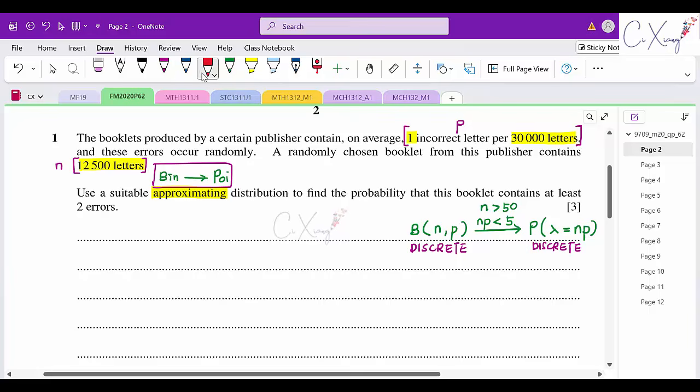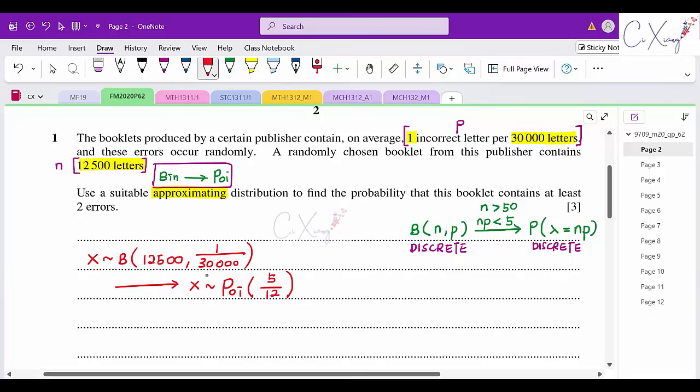Let us start setting out the question. X is originally binomially distributed, with n equal to 12,500 and p equal to 1 out of 30,000. I am going to change it to a Poisson distribution. What is the lambda here? To get lambda, I take n multiplied by p, and when you simplify it, you get 5 over 12.